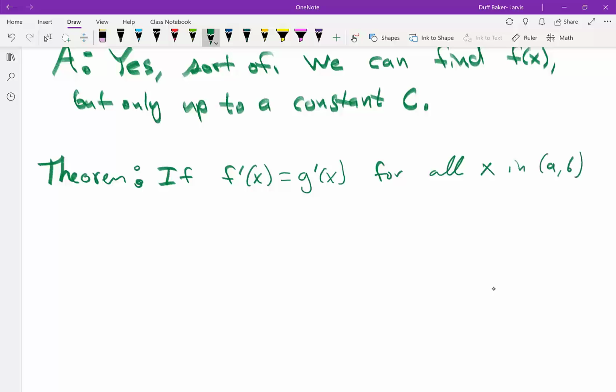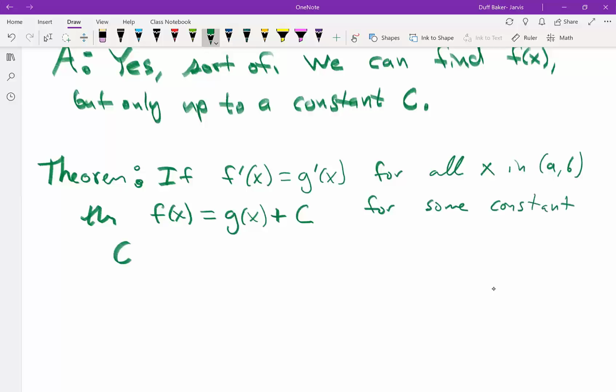So if you have two functions whose derivatives are equal, then the functions themselves don't have to be exactly equal, but what they do have to be is equal up to a constant. So one could be shifted up or down by the other, right? For some constant, some particular number. And this is still on this same interval.